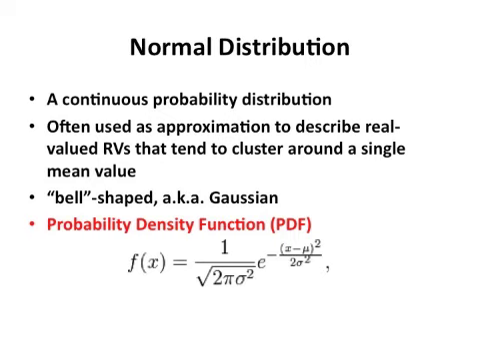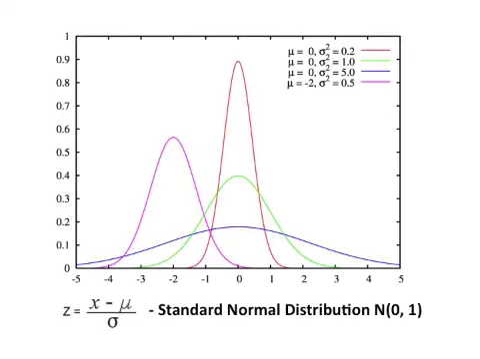And for a continuous random variable, we don't have a probability mass function. Instead, we have a probability density function, because that random variable is continuous. It could be any single value within a range. So we can only define the density of that distribution.